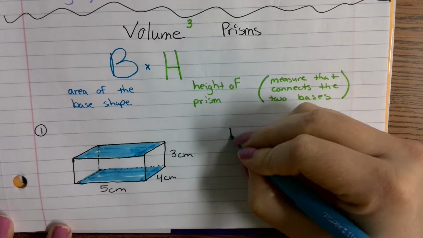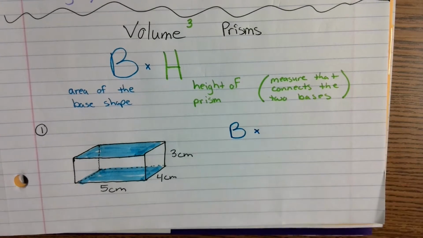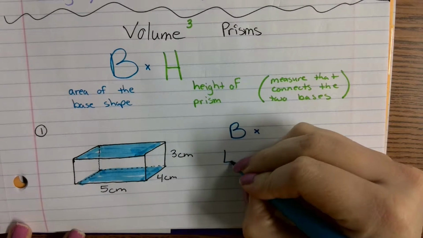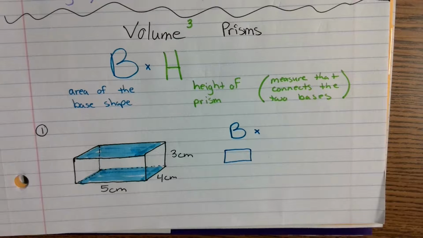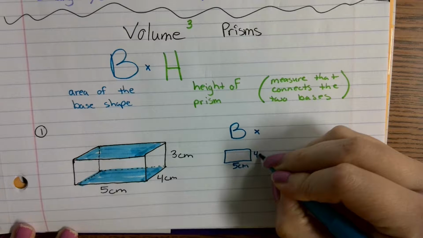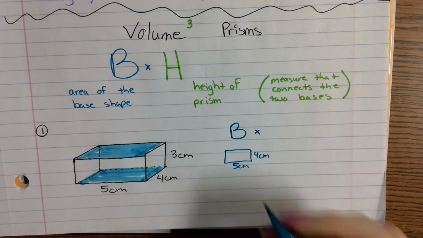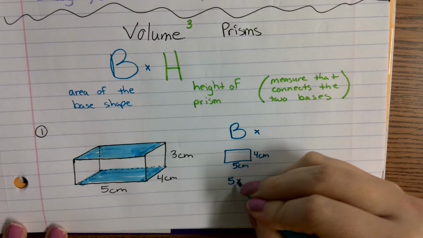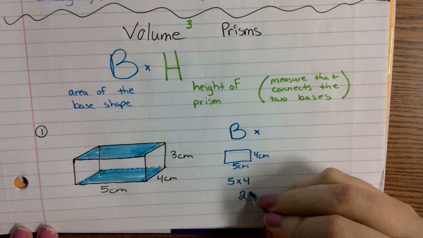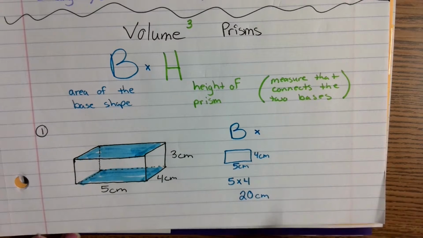So again, the formula was big B times big H. Big B represents the area of the base shape. So the first thing I need to know is what are the dimensions of my base shape? What are the dimensions of that rectangle? Howard? 4 centimeters and 5 centimeters. So we've got 5 centimeters here. We've got 4 centimeters here. And then the area of a rectangle, as you guys already stated, is that you multiply the 2 measurements together. So 5 times 4 is going to give me 20. So I have 20 centimeters squared for the area of my base shape.